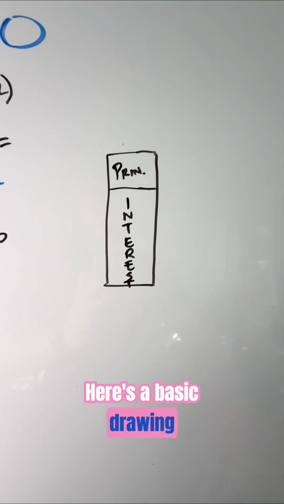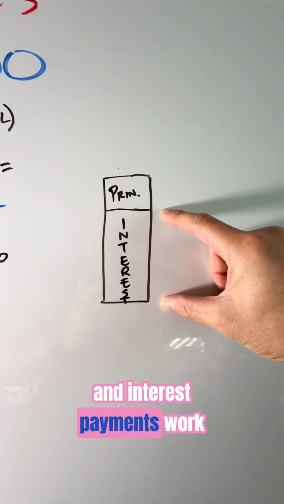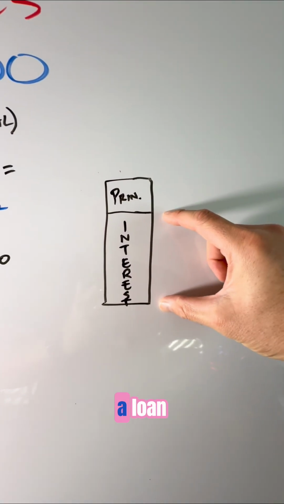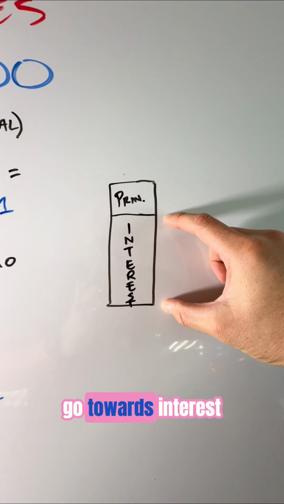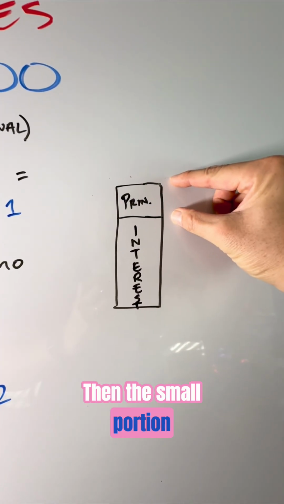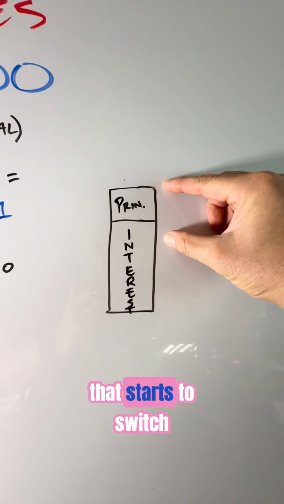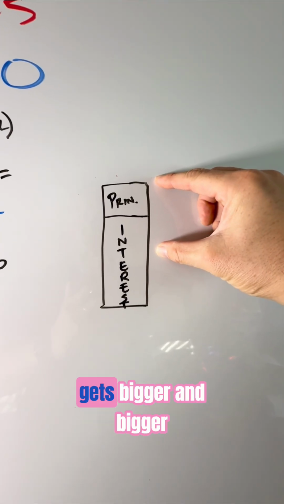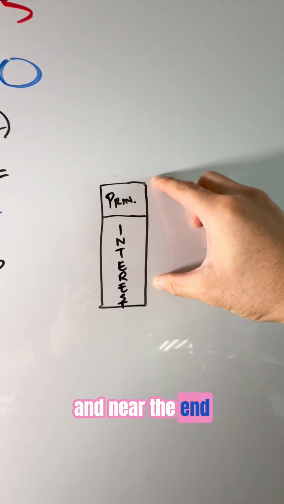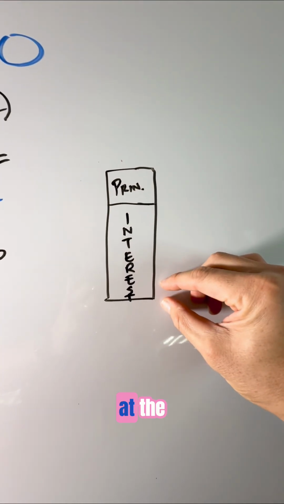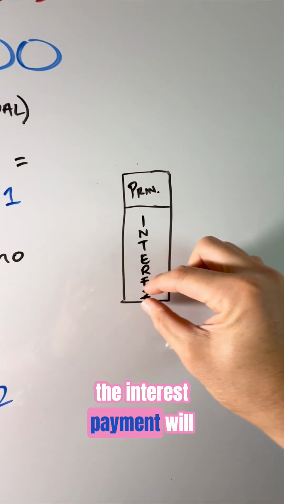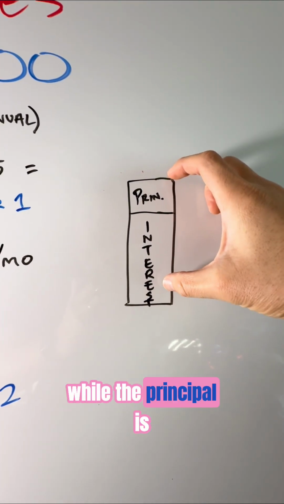Here's a basic drawing as to how principal and interest payments work, right? At the beginning of a loan, majority of it will go towards interest. Then a small portion goes towards principal. Over time, however, that starts to switch and the principal amount gets bigger and bigger, and near the end, interest gets smaller and smaller. At the end of the loan, the interest payment will be the smaller sliver, while the principal is the bigger chunk.